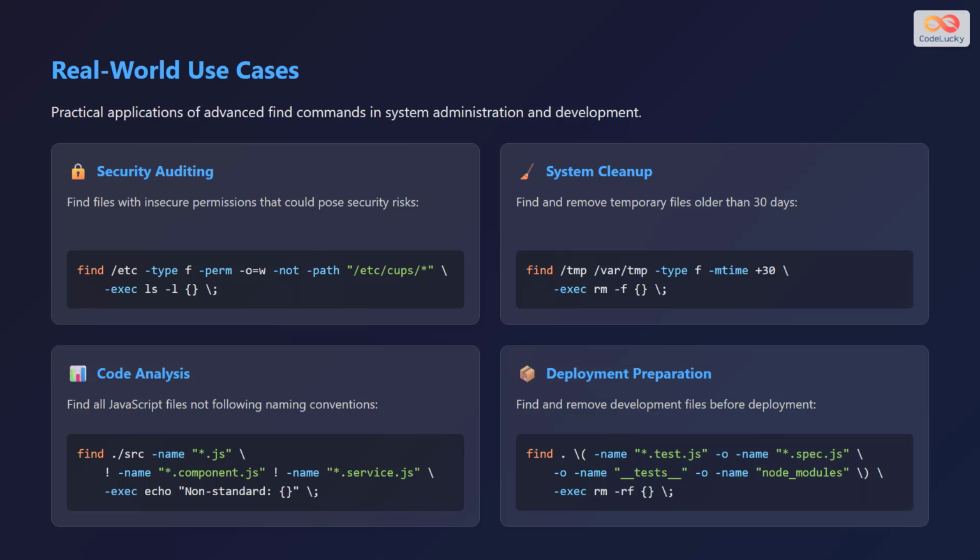For system cleanup, to find and remove temporary files older than 30 days, use the command find /tmp /var/temp -type f -mtime +30 -exec rm -f {} \;.